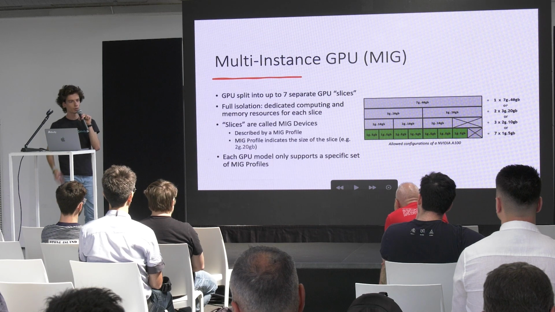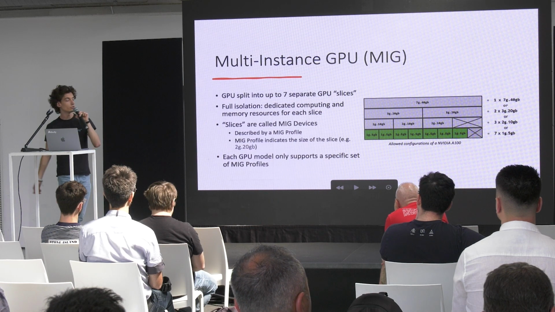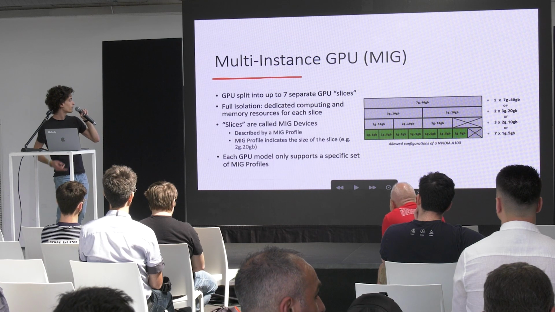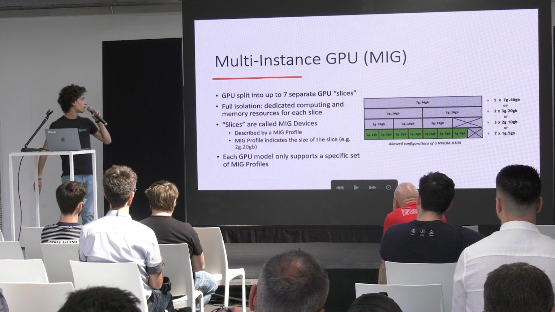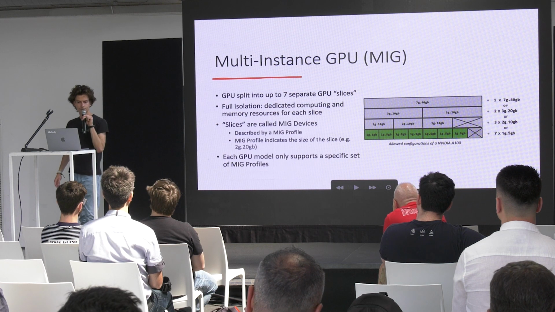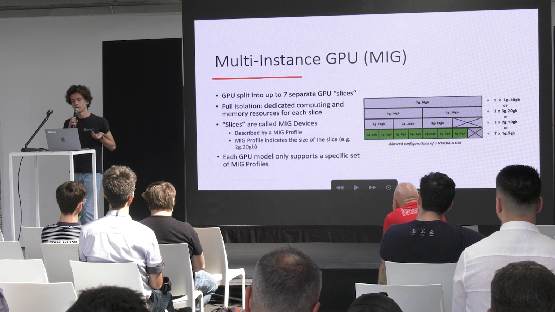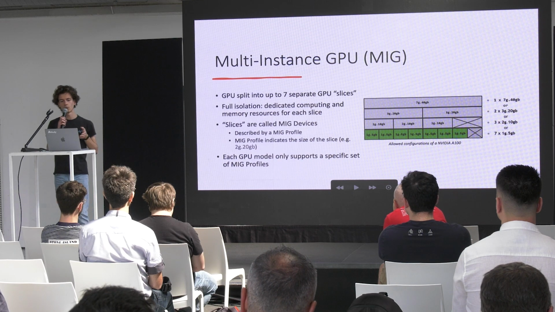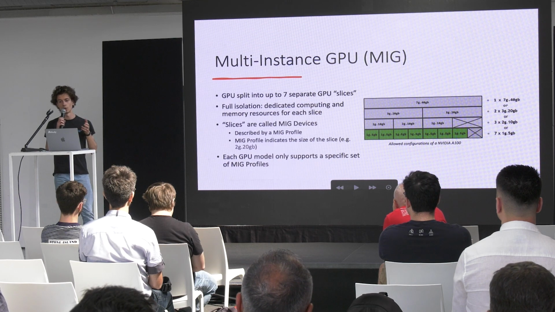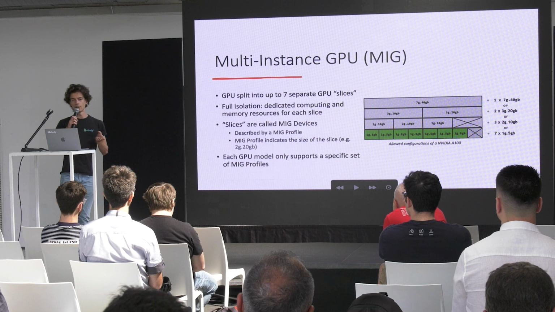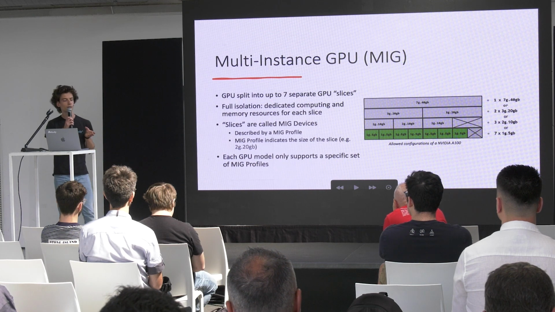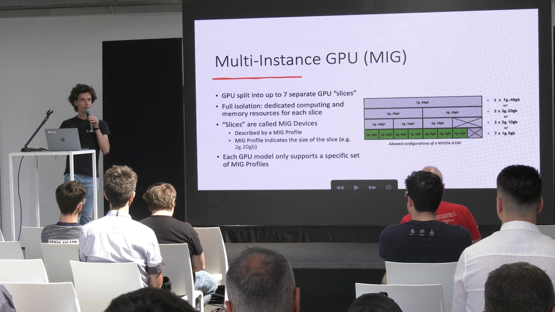You can see an example below, like 2G.20 GB, which means you have a slice with 2 units of computing resources and 20 gigabytes of memory. And you cannot create the slices as you want. You can only choose between the available MIG profiles on the specific GPU model. And you also cannot create them as you want. You must respect the allowed configurations according to the GPU model you're using.